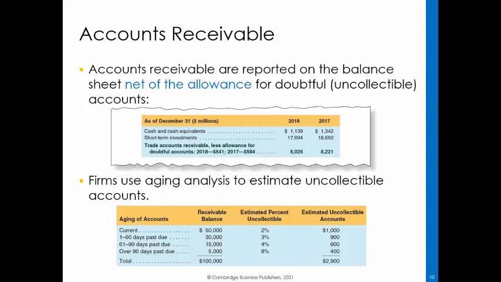An aging analysis groups accounts receivable by number of days past due, days after the scheduled due date. A common grouping method uses 30-day or 60-day intervals. The company then estimates the percentage of gross receivables that is likely uncollectible for each interval and applies that percentage to the receivables balances to determine the estimate of uncollectible accounts and the net accounts receivable that it expects to ultimately collect from its customers.